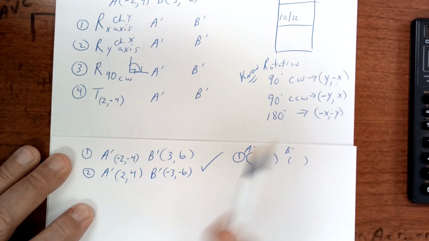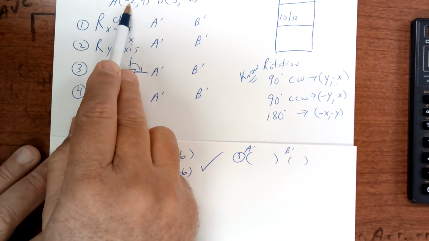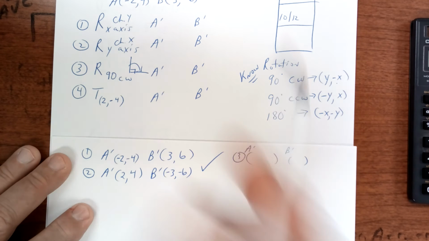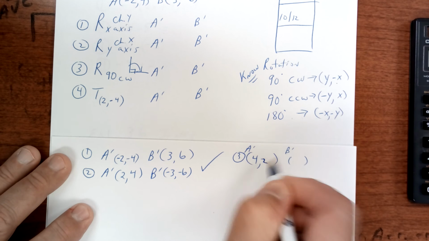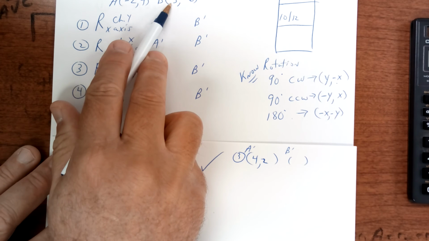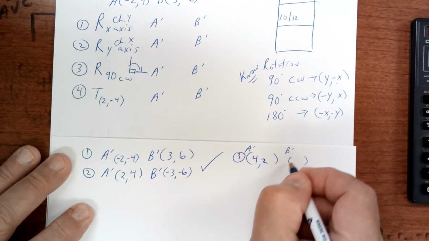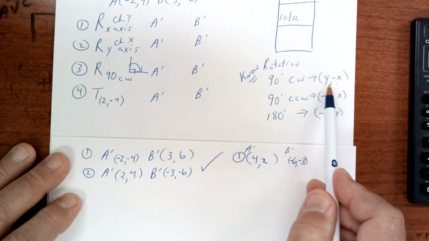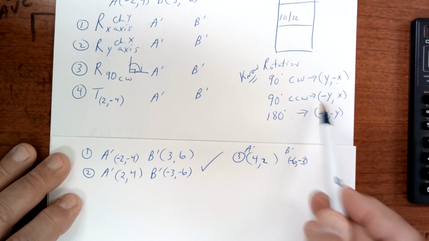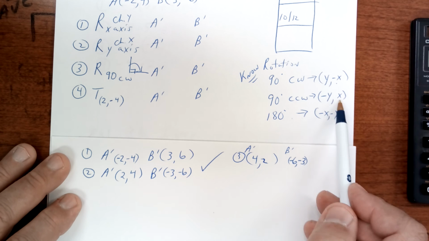So if I change the x, it becomes a positive, and then switch, it's going to be 4 and 2. And then here, when I change the x, that's going to become a negative, and then switch. So it's going to be -6 and -3. Make sure you use the rules here. Okay, this one is change the y and then switch. All right, let's go on.